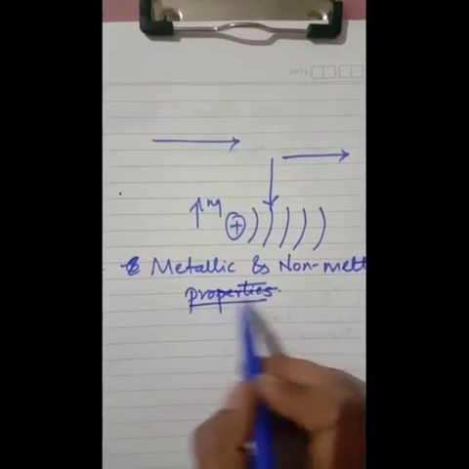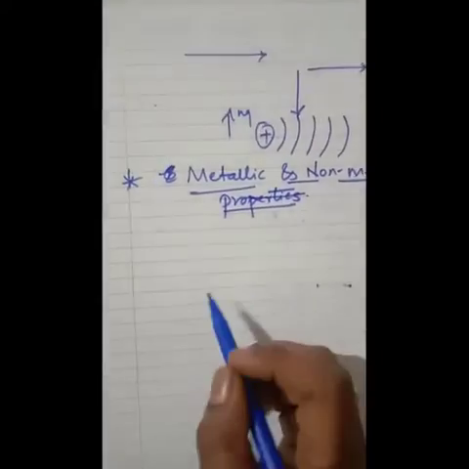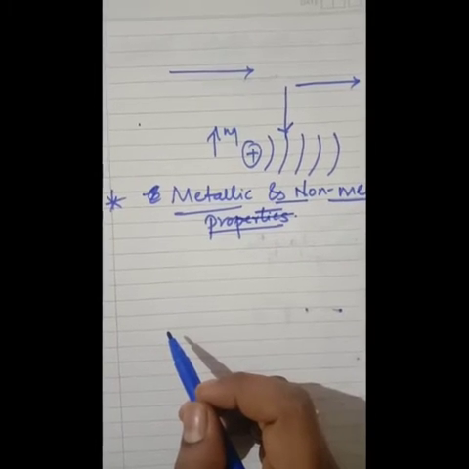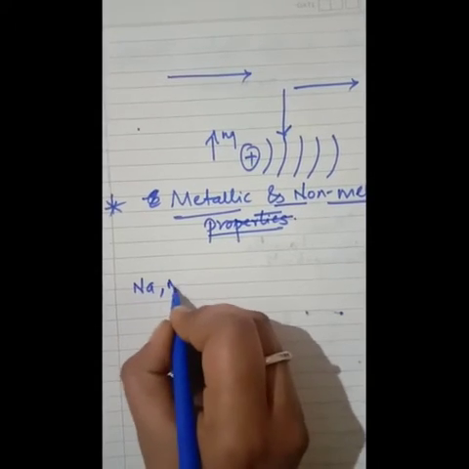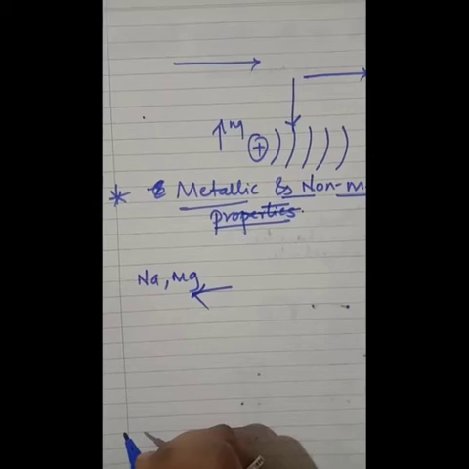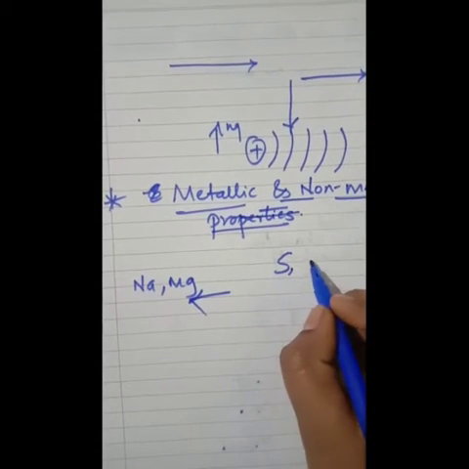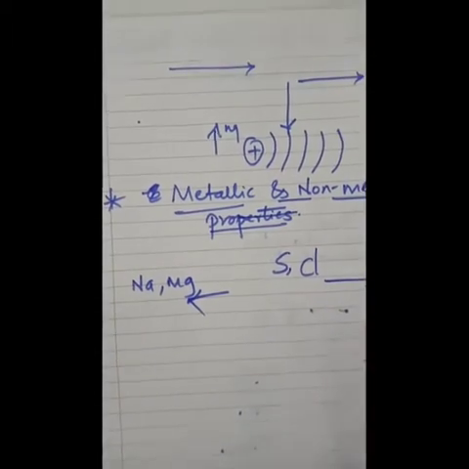Okay, so let us now understand about metallic and non-metallic property. As we know, metals like sodium and magnesium are towards the left hand side of the periodic table, while the non-metals like sulfur and chlorine are found on the right hand side.